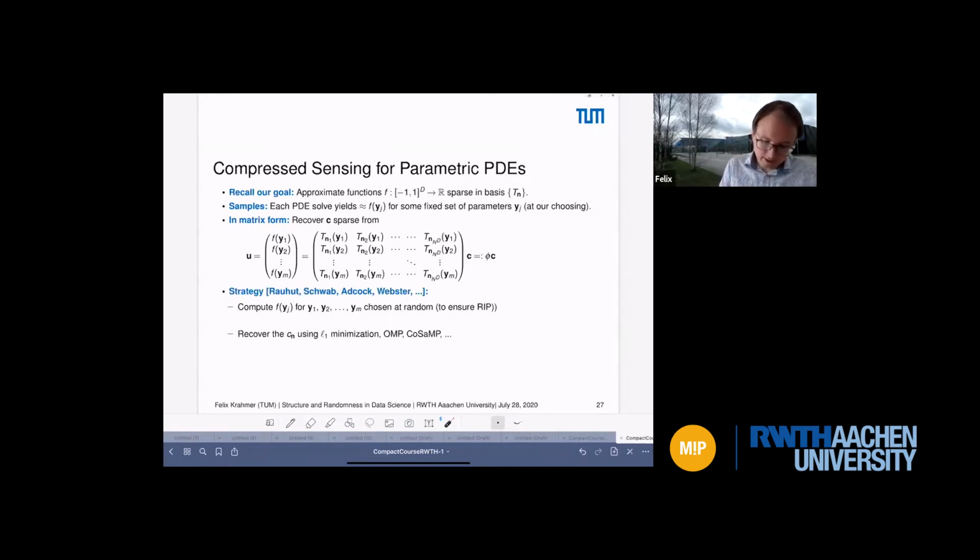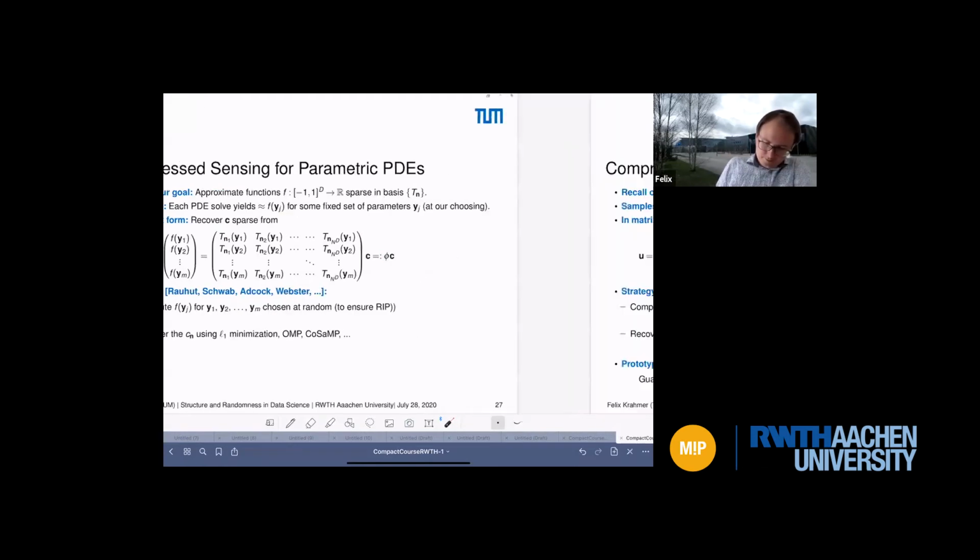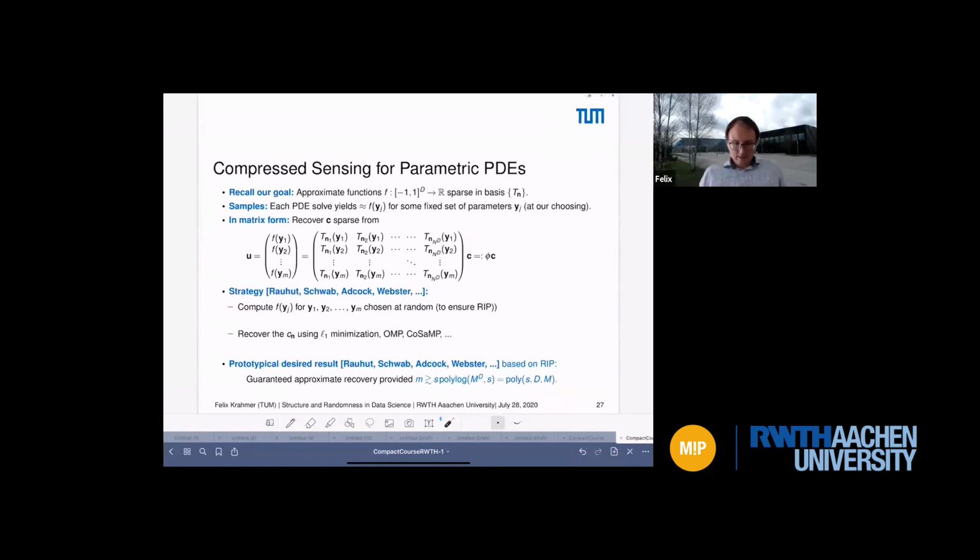This has been proposed by your colleague Holger Rauhut in Aachen, and a lot of others, including Christoph Schwab, Ben Adcock, Clayton Webster, and many others. They were really picking up on the ideas that I sketched in the first part of the talk, namely saying, if we choose these y's at random, then we hopefully have a good chance that this object here has the restricted isometry property, and then I can use compressed sensing to get this vector C. So we could use L1 minimization, OMP, all the algorithms that I've just sketched to you, and we could recover.